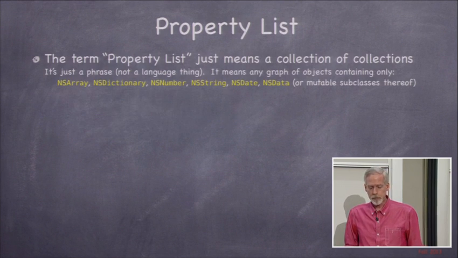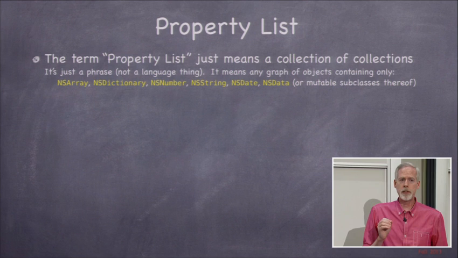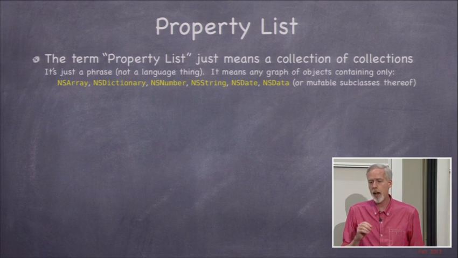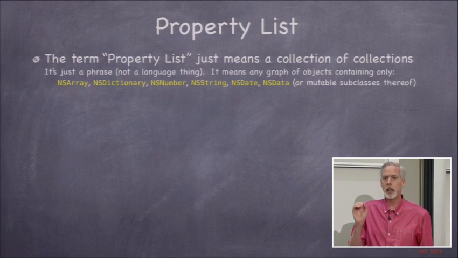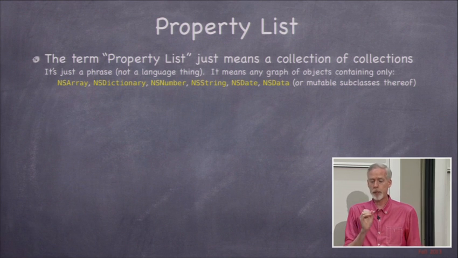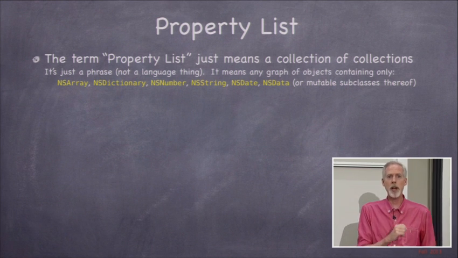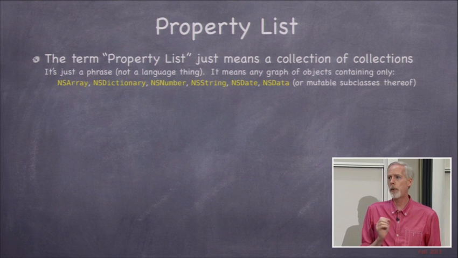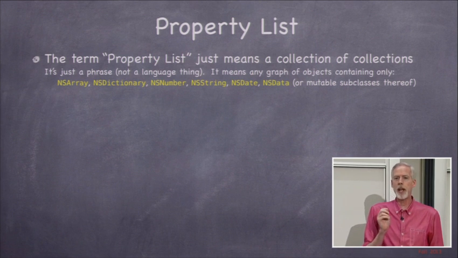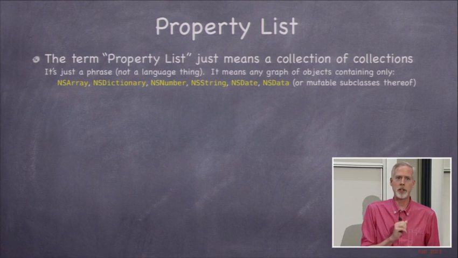Okay? All right. Next thing I'm going to talk about is not a class or syntax or whatever. It's a phrase, property list. Okay? And I'm just going to define this term. You need to know what this term means, property list. A property list means a collection of collections.